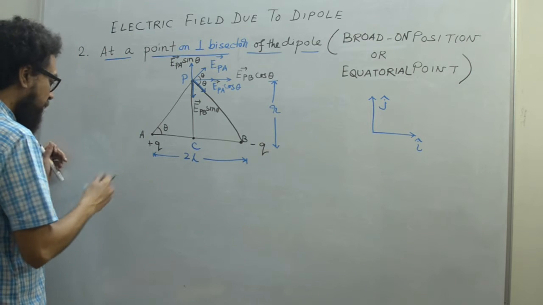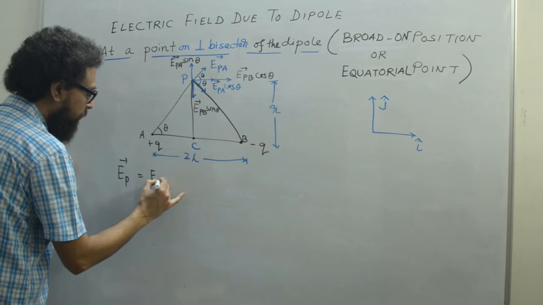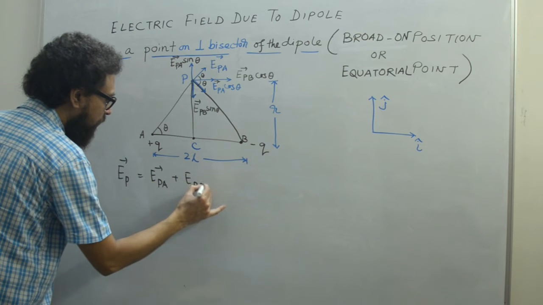So what I'm going to write? I'm going to write EP, by the superposition principle, all of you. So it is EPA plus EPB.